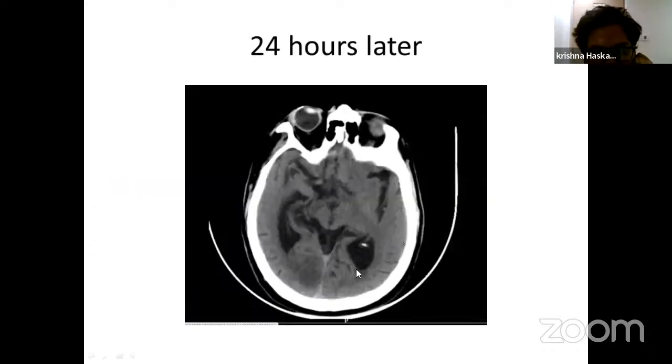So 24 hours later, there is an established infarction in the midbrain and in the occipital area on the right side.